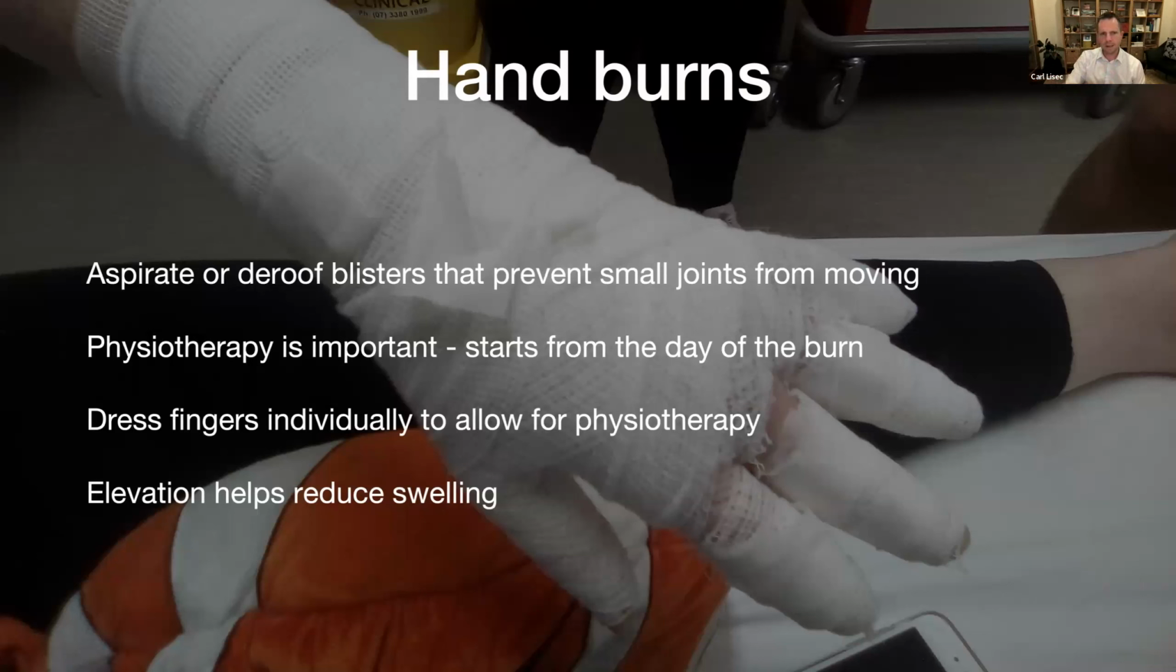And some of them are quite painful when they're tense. So by aspirating them or de-roofing them, that can improve the mobility in the hand. Physiotherapy is important, and elevation and, again, rest helps to reduce swelling.